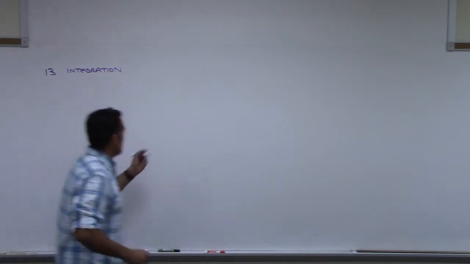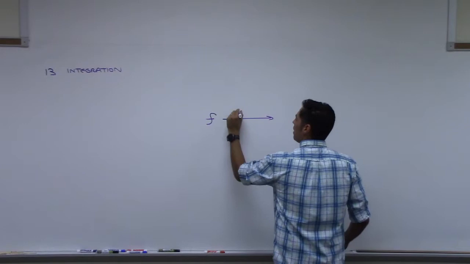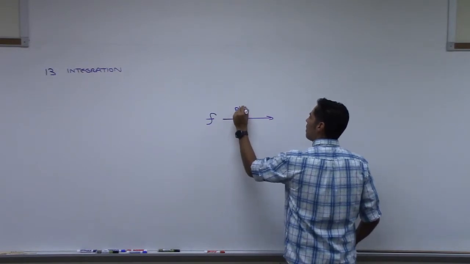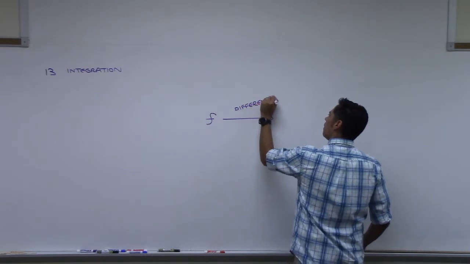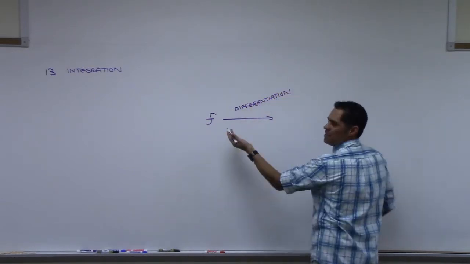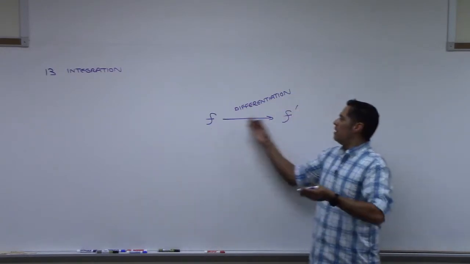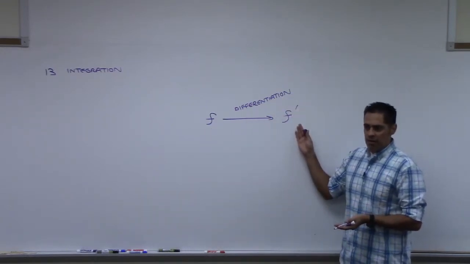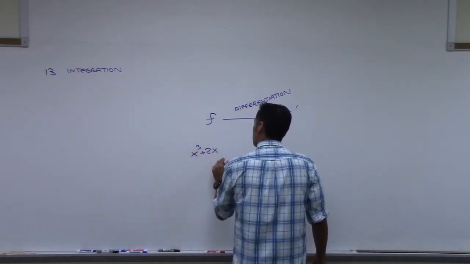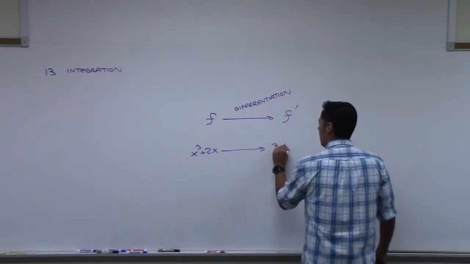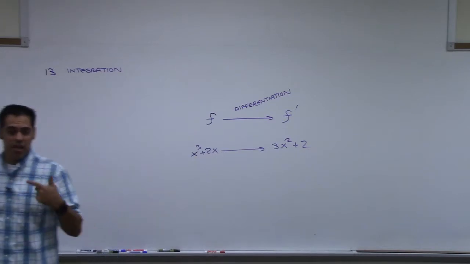If we look at a function, what we've learned so far is we can do this thing called differentiation, which just basically means we're taking the derivative, right? So if somebody gives you a function, you can take its derivative and get some new function, right? As an example, if we take x cubed plus 2x, and we take its derivative, it would be 3x squared plus 2, right? That's the process of differentiation.